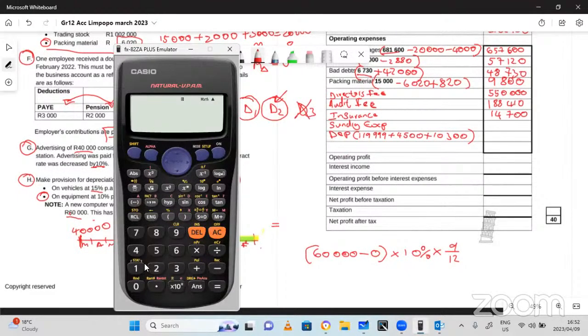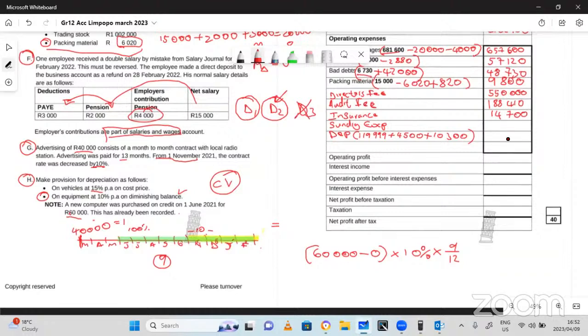So I add all of this depreciation, 119,000 plus 4,500 plus 10,300, which will give me what? I'm getting 134,700.